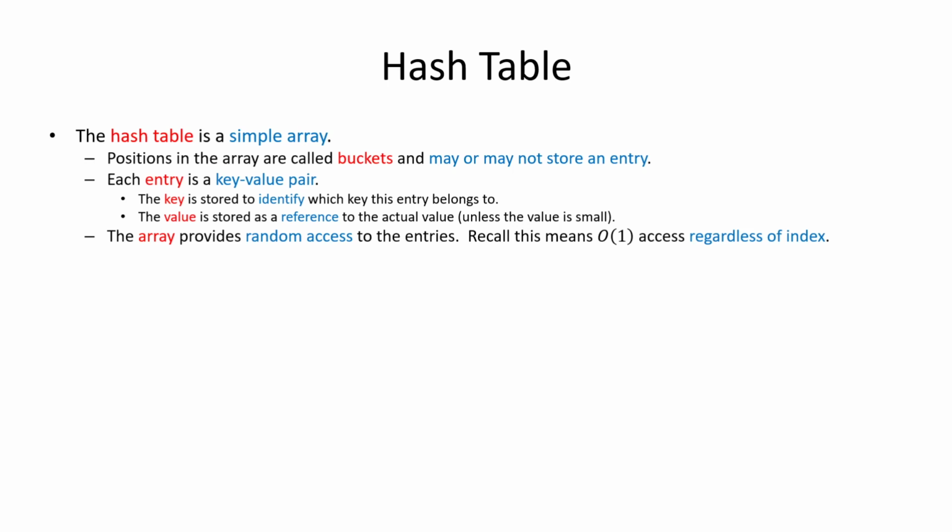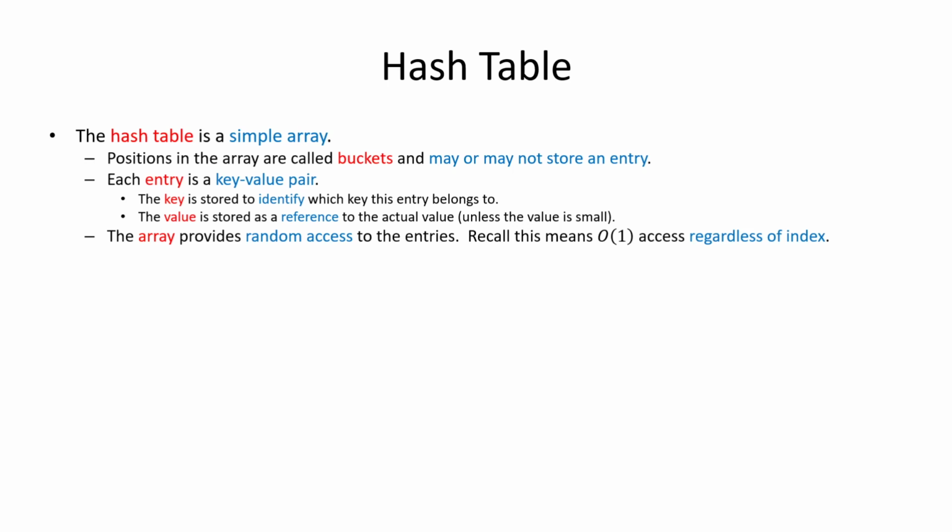Okay, so again, I think maybe I've highlighted a few of these things, but let's just review them again. So the hash table is the simple array. We looked at that. Positions in the array are called buckets. That's just a convention, and I don't think I said that yet. And as we saw in our example, they may or may not store an entry.